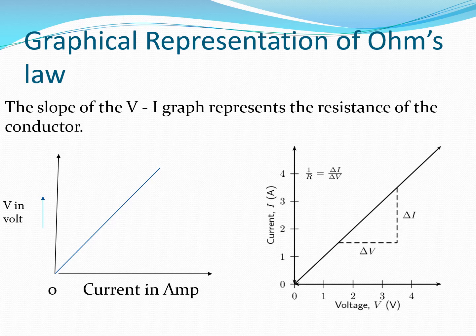So, firstly, you will plot the data and get the graph. It will be a straight line passing through the origin. Please be sure it is passing through the origin and it is a straight line. Then the slope of the line will give you the resistance. What is the meaning of slope? Slope is perpendicular by base. Observe the second figure.